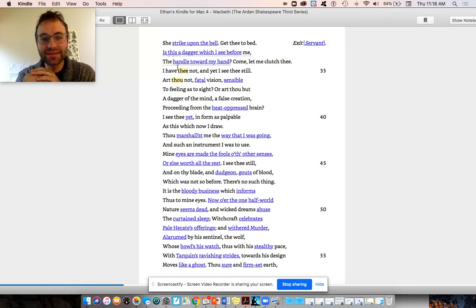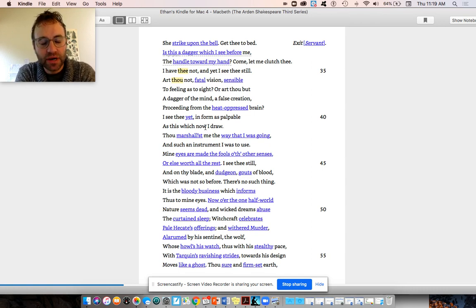He says, "I see thee yet, in form as palpable as this which now I draw." And so he's saying, I see this dagger before me, and it's as palpable. Palpable means feelable, touchable. I can touch it. It seems as real as this which now I draw. So he takes out his own dagger. So maybe it's like this. Because to draw is to take out a weapon. You can think about like in old Westerns, they would draw their weapons when they would have a shootout.